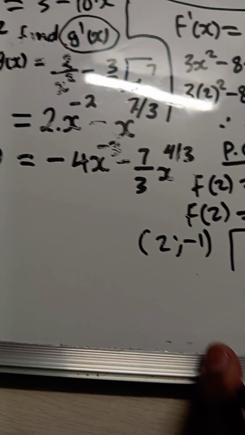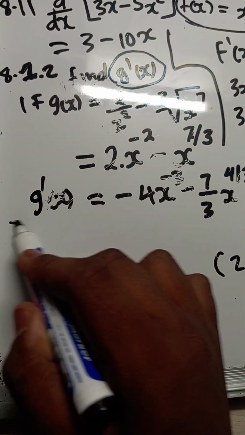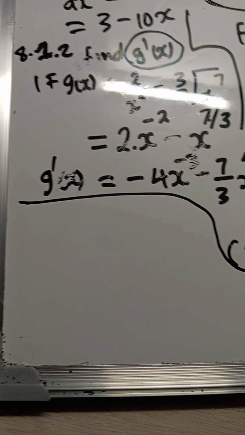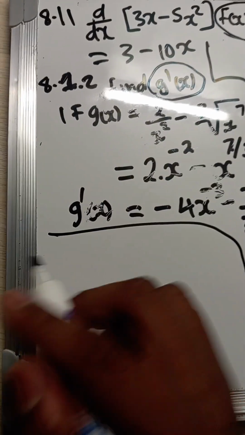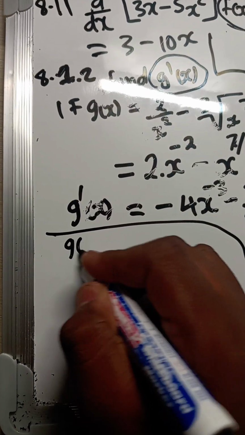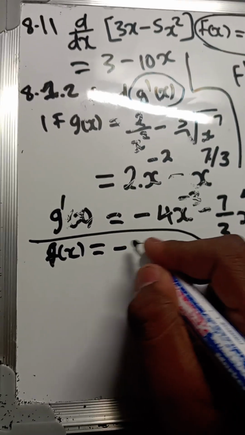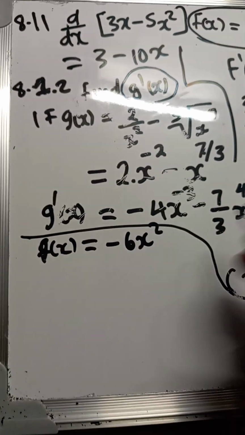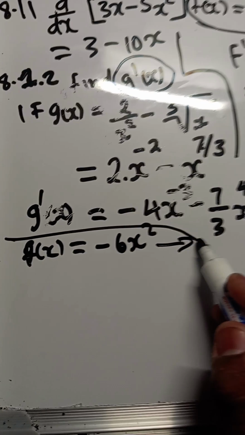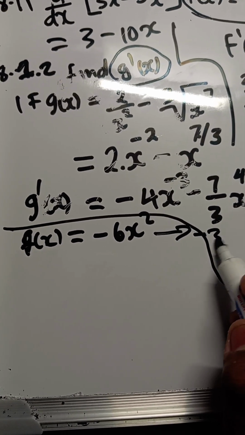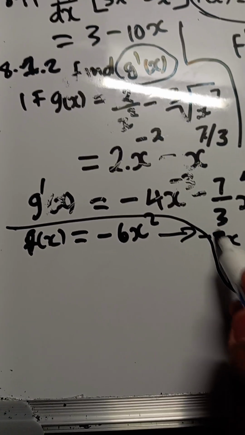The next question says determine f prime of x from first principles. Unfortunately, I'm not going to do that question. What I'm going to tell you is that, guys, first principles is very easy. The main thing to know is that since I have f of x equal to negative 6x squared, you use your power rule, and then you know that the final answer must be negative 12x, right?